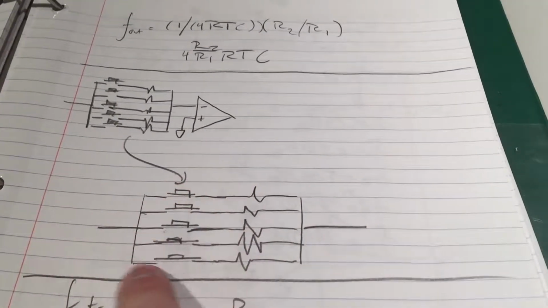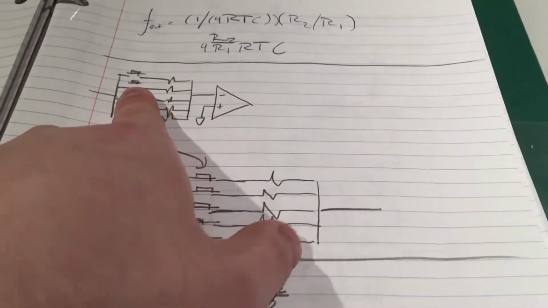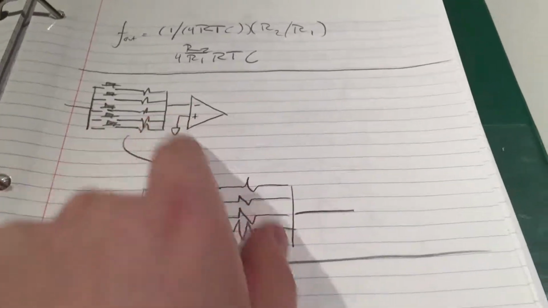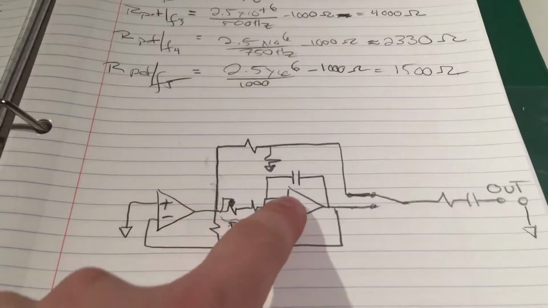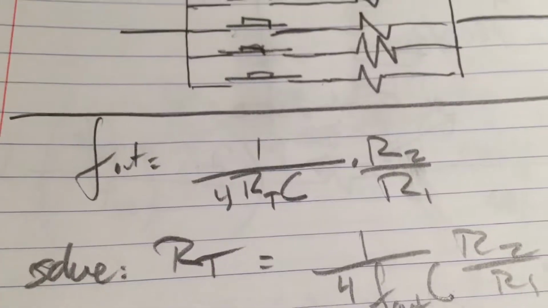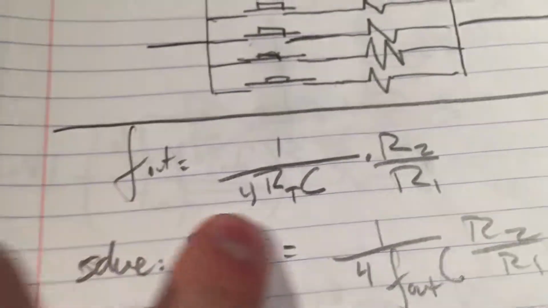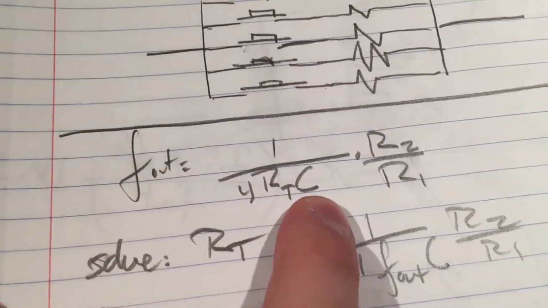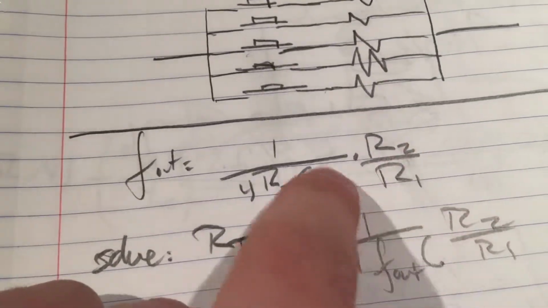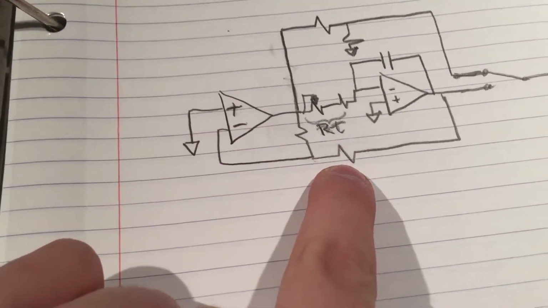This is fed in for our R total, and it goes in here, and it goes into this rightmost op-amp, as we could see before. That will go in right here. The primary equation I used to solve this stated that the output frequency was 1/4 times this RT value times the capacitance times the relationship between R2 and R1. R2 is this resistor right here, and R1 is this resistor right here.